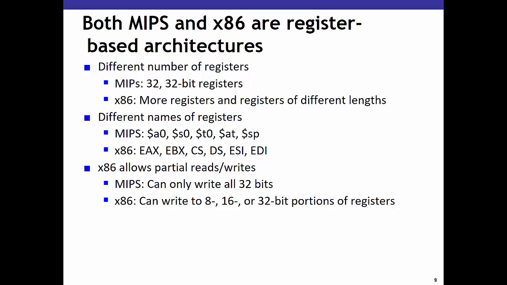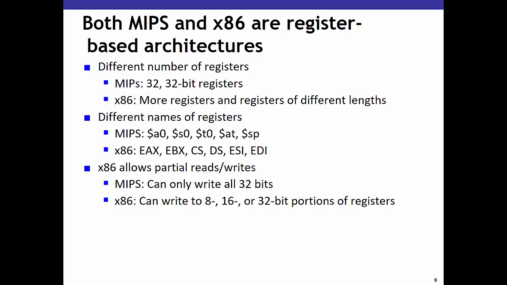Similarly, the registers in the two architectures have different names. MIPS can just name all of its registers based on numbers, so register 0, register 1, register 2, or it can have specific names for each register, register $a0 for arguments, or $s for saved temporaries, whereas x86 has a long range of different register names that do not necessarily follow a clear pattern. You have to know what all the acronyms stand for.